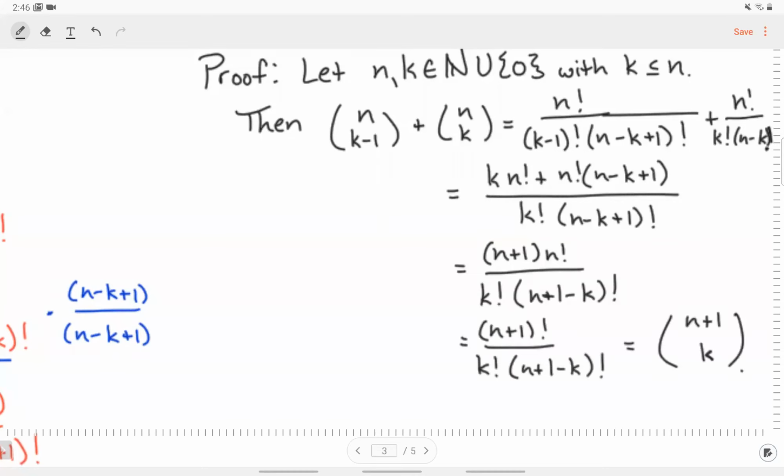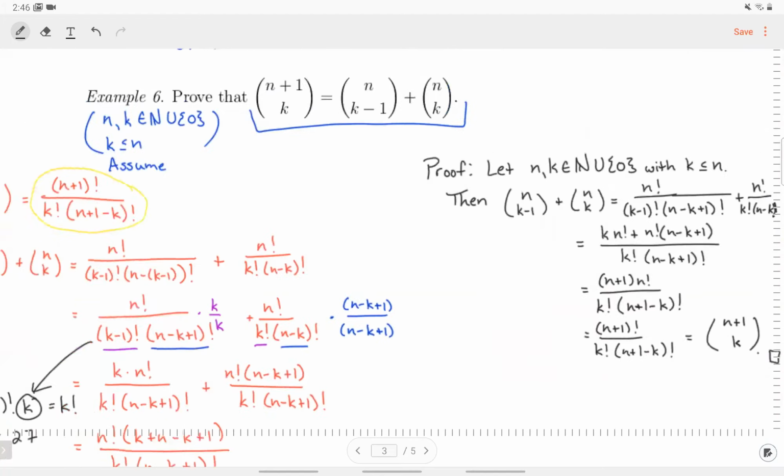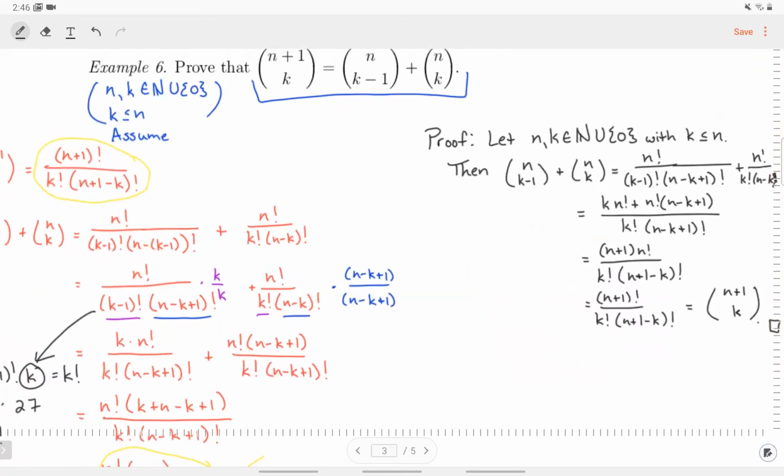All right, so I wrote up my algebra, and we're actually done. At this point, there's nothing else to say, right? I showed n choose k minus 1 plus n choose k came out to be the exact same thing as n plus 1 choose k. Done. There's really no conclusion. You could say, therefore, that equals that, but it seems a bit redundant. So we can declare that proof done. All right. Any questions on that one?